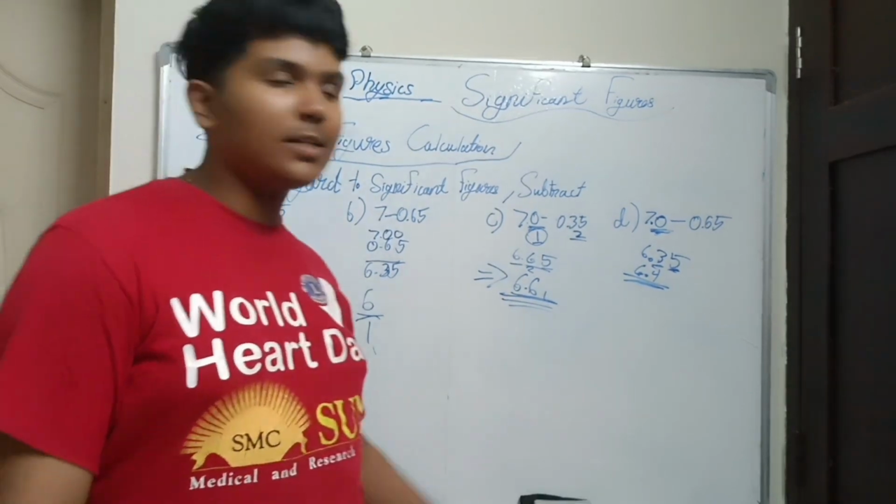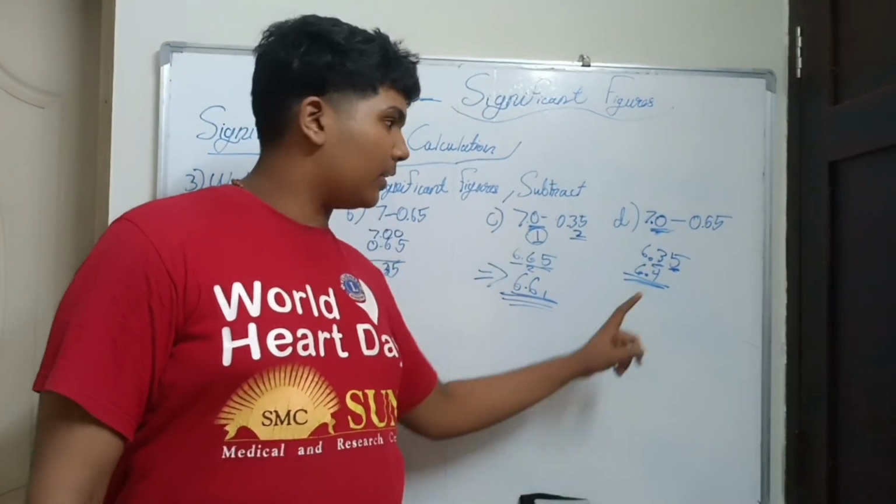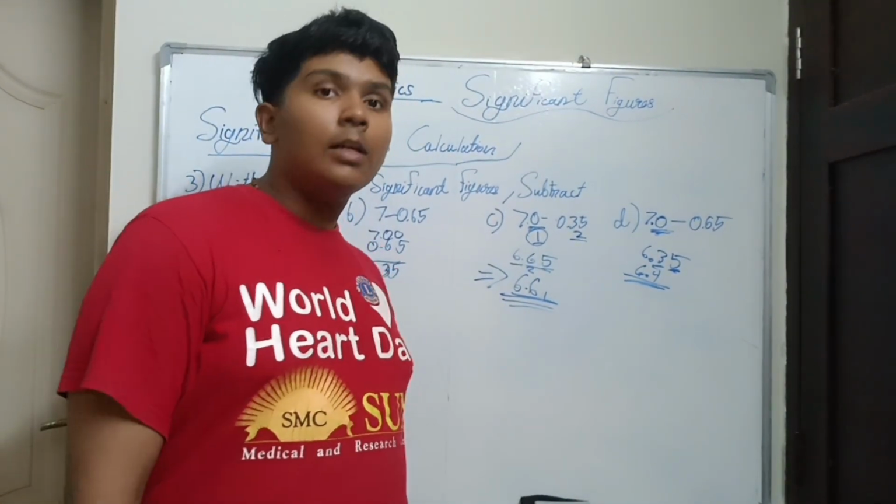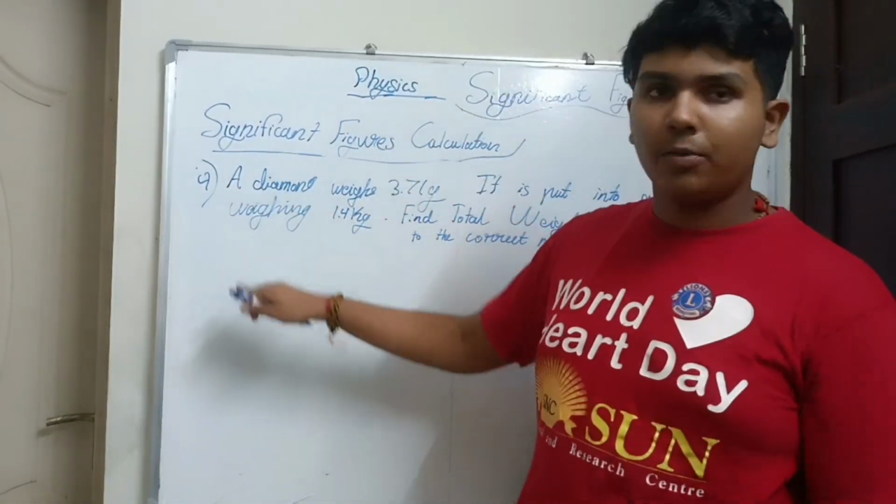2 significant figures but 1 decimal significant figure, and 6.4. Now let's move on to the next question. Now the next question here, the fourth question.